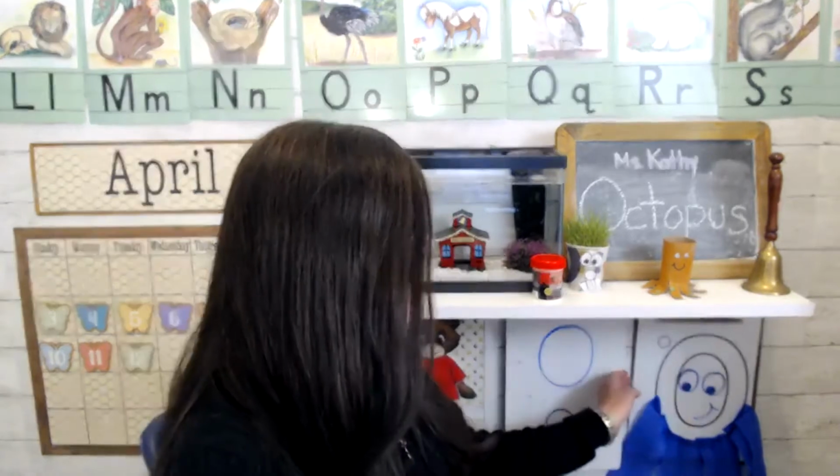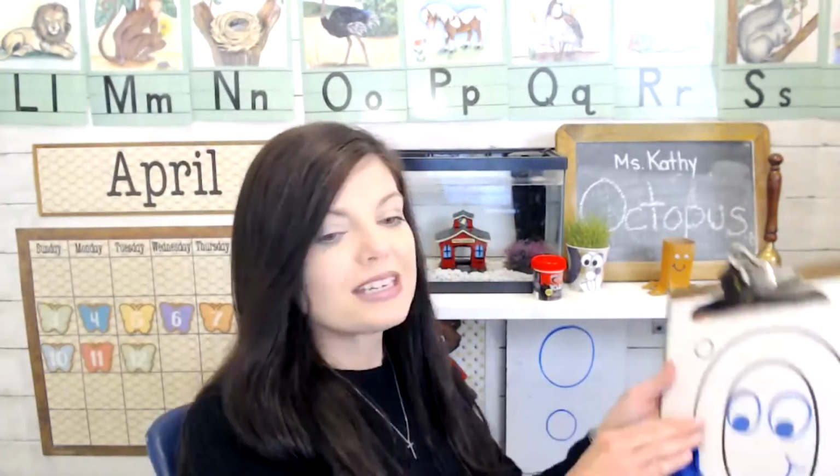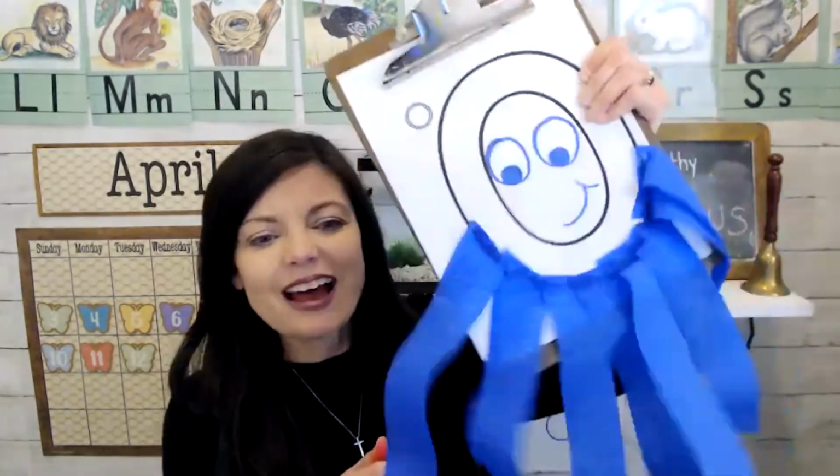So we started by decorating the letter O today in my online classes. I just used some streamer to make 8 legs, or I guess you could say arms, and I just drew on a face, and that was just an easy and fun way to decorate our letter O.